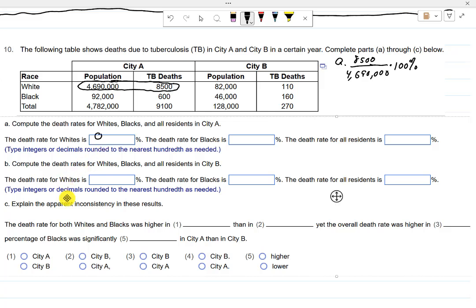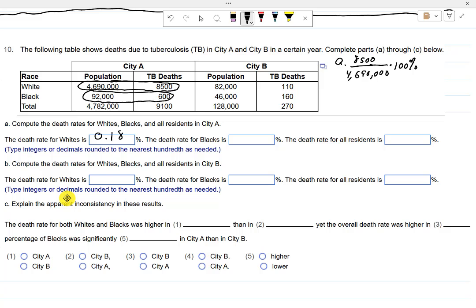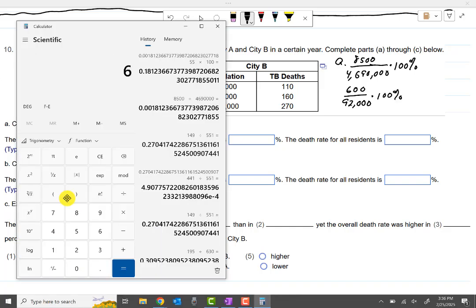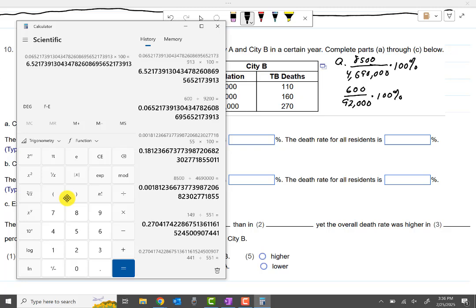So this is 0.18%. Now the black death rate is going to involve these numbers here. So we're going to have 600 over 92,000 times 100%. To 2 decimal places, I get 6.52%.